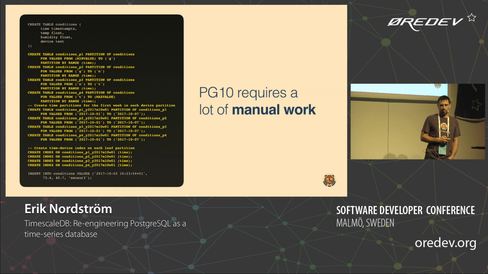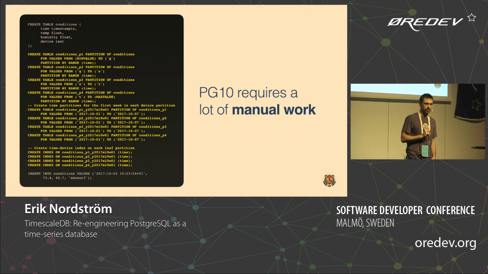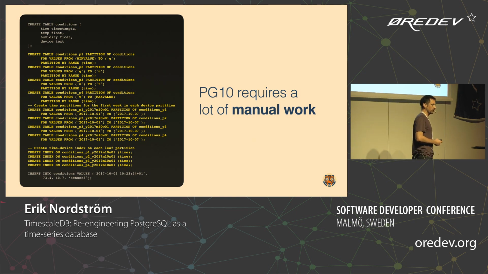If you want to use declarative partitioning and set it up, this is the equivalent amount of work you need to do to the setup I showed previously with one create hypertable command. And this is only to set up the first time interval. So every time you move out of this time interval, you need to run these commands again for a new interval. So it's clearly a lot of manual work involved. And if we're looking at repartitioning, it becomes even more of a nightmare.